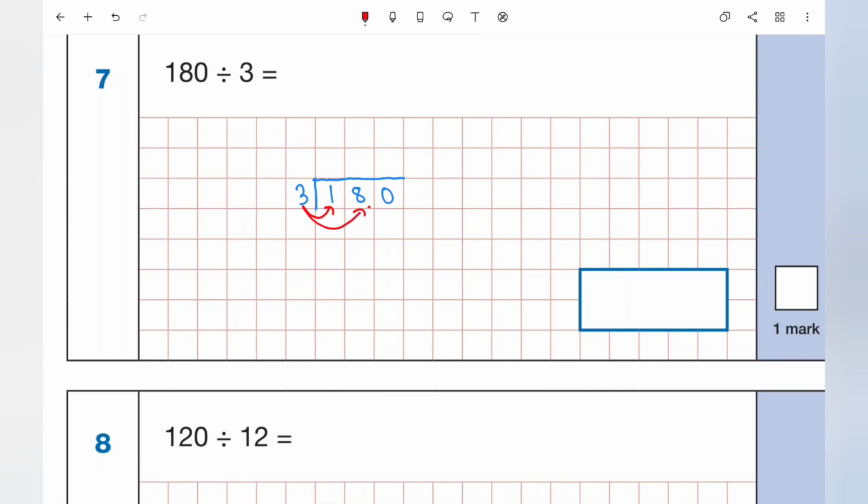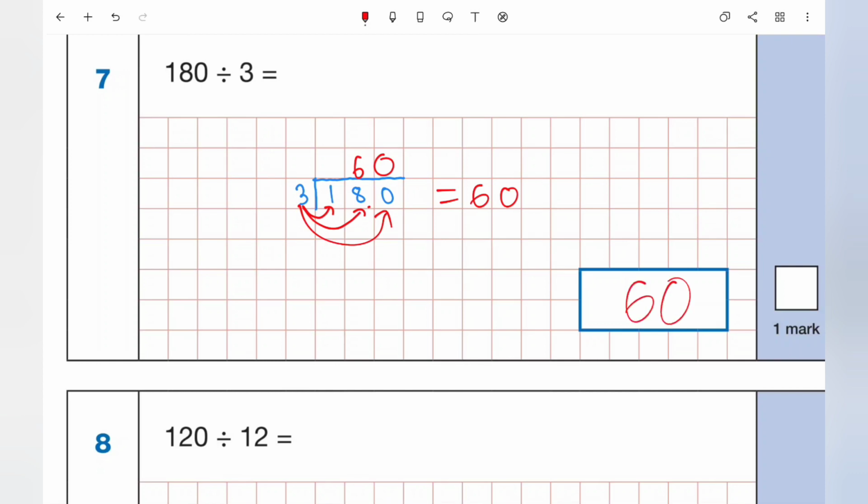So if you go through your 3 times tables, ask yourself, how many times does 3 go into 18? Or alternatively, 3 times what is 18? So clearly, if you know your 3 times table, you would know it goes 6 times, right? So 3 times 6 is 18. And finally, 3 into 0. We just know 3 goes into 0 just 0 times. So for that reason, the final answer will in fact be 60.